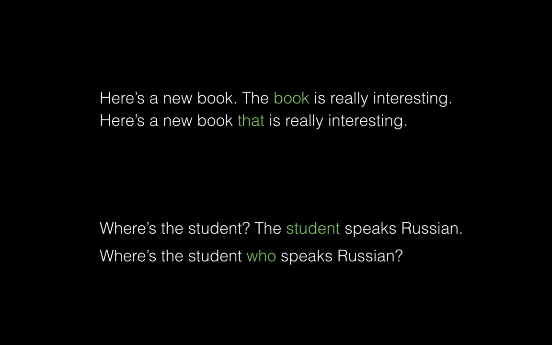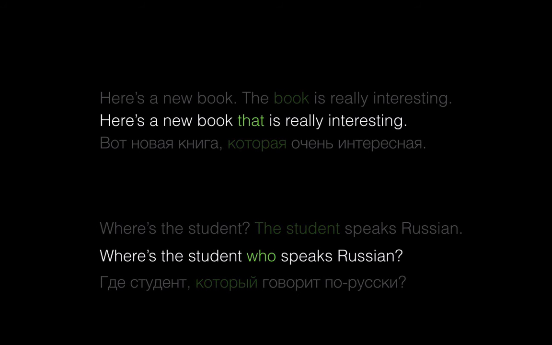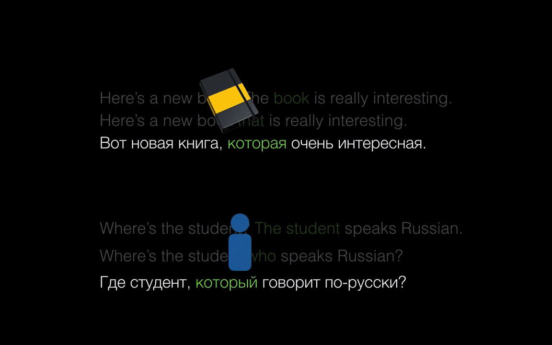And we can do the same thing in Russian using the word который. For example, вот новая книга, которая очень интересная. Где студент, который говорит по-русски? Now in English, we use that to refer to things like a book, and who, or maybe whom, for people, but in Russian, который can be used with a person or a thing.